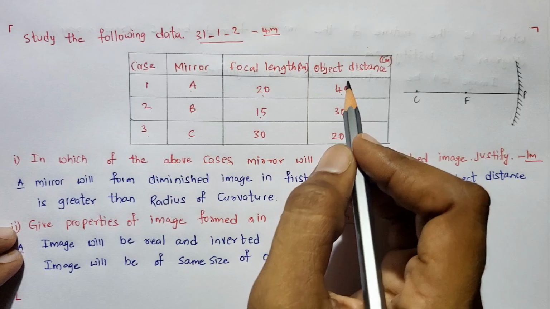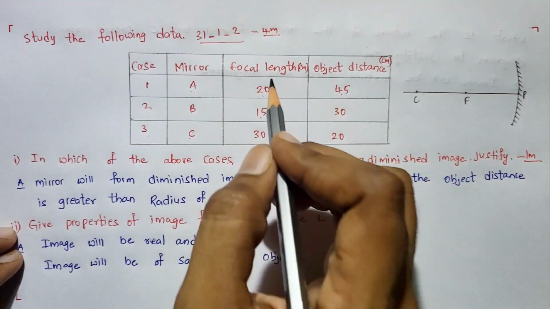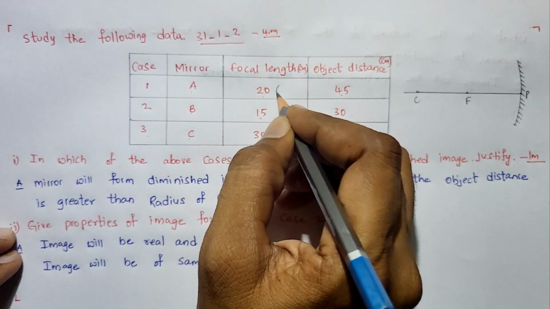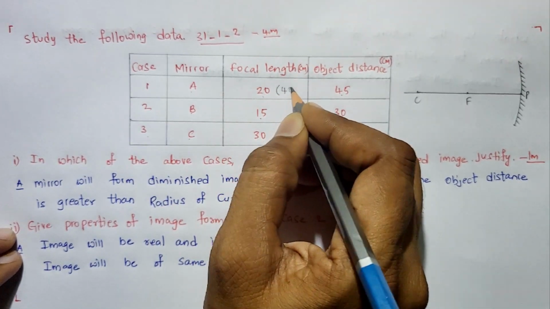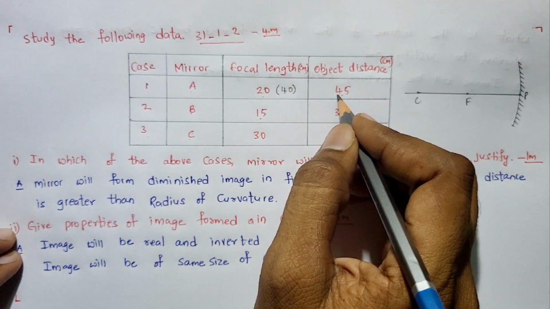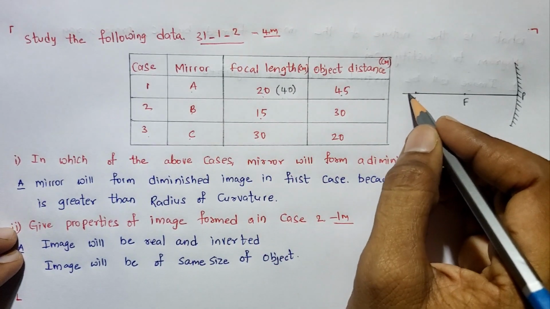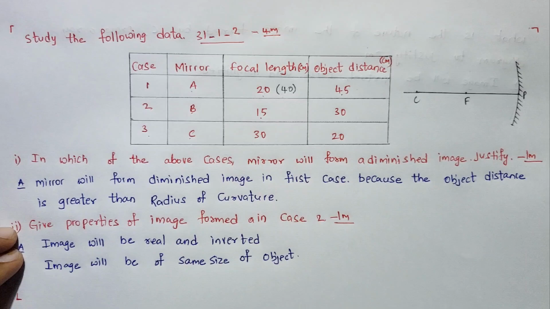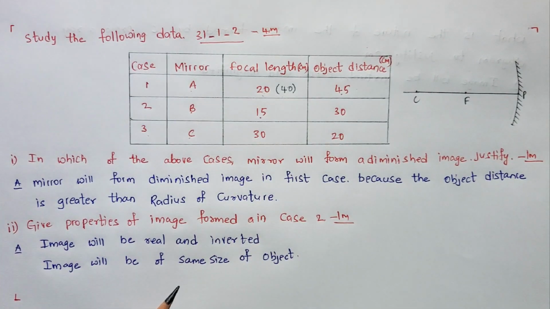See, object distance is 45 centimeters, focal length is 20 centimeters. If focal length is 20 centimeters, radius of curvature will be 40 centimeters. Object distance is greater than the radius of curvature, means the object is placed somewhere here. So in this case, the mirror will form a diminished image. So the answer is, the mirror will form a diminished image in the first case.